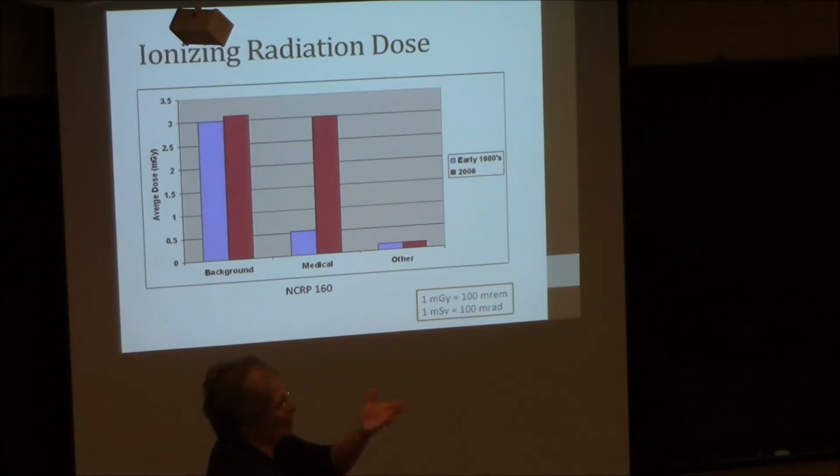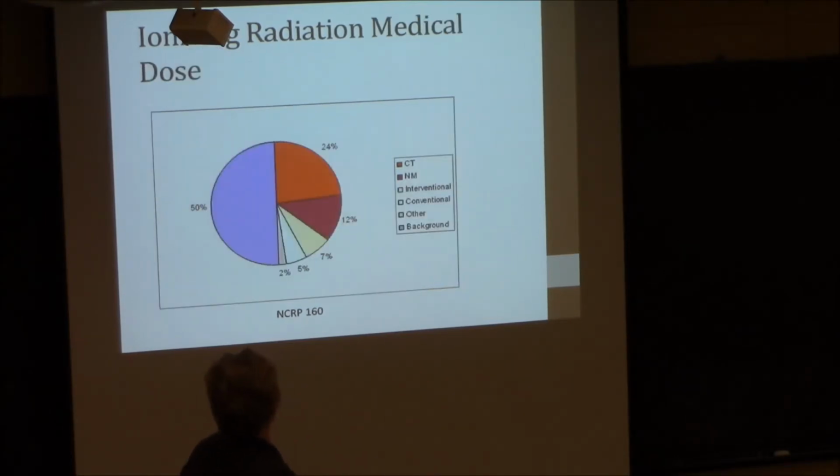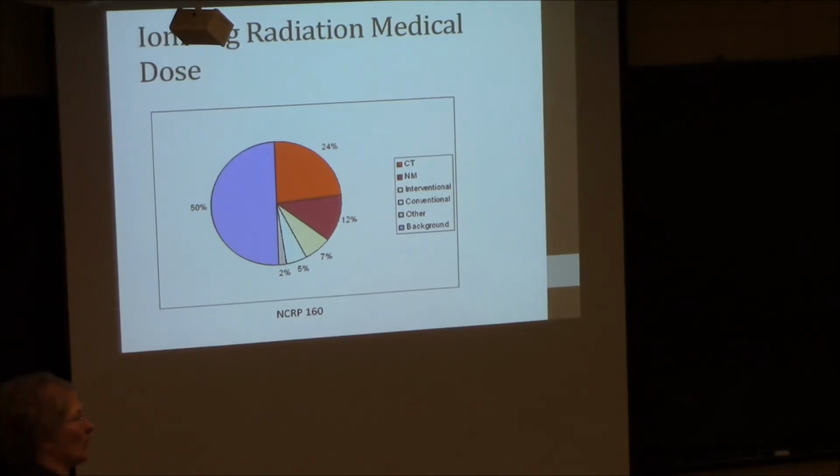Yeah, if you haven't had one, then you're not one of those people. So then the question was, that 50%, what does it come from? So they broke it down, and here's the background 50%, and here's 24% of what's left, and it's CT. So people felt pretty comfortable that CT was the cause of the problem.